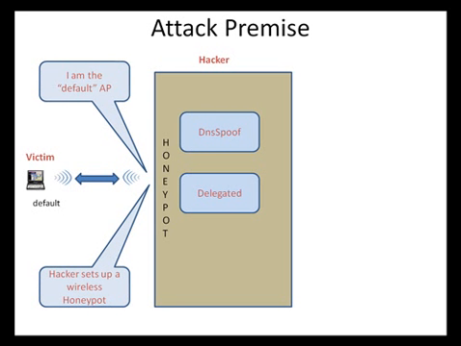Once this happens, the hacker gives the victim an IP address over DHCP, and layer 2 communication is actually possible between both of them over IP.